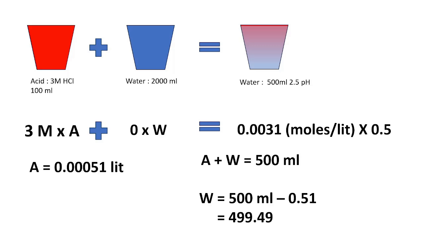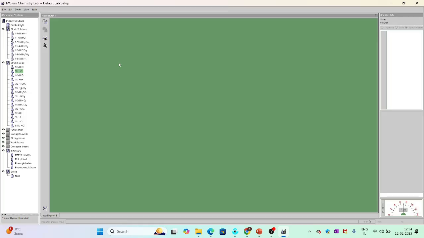Okay, so let us now check whether our calculations are true or not. So I have a 3 molar HCl stock solution on my workbench and distilled water, and now I want to make 500 ml of 2.5 pH. Now let us go back to our workbench, the virtual tool, virtual lab, and try to make this solution. Okay, now I am on my workbench. Now I want to select certain things. First is distilled water. I will just drag and drop.